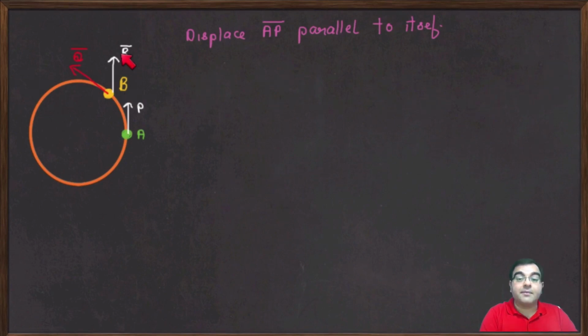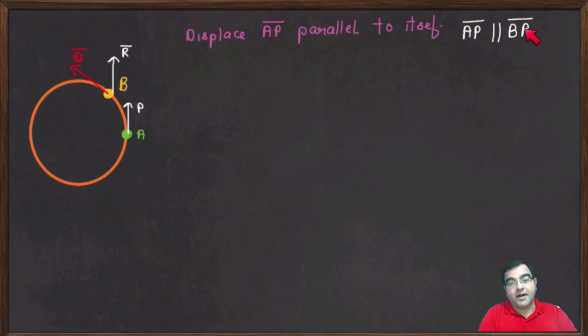So when I move this AP bar to this point B, I get BR bar. Now BR bar is nothing but the same vector AP bar. I have just moved the vector AP bar to a new point, BR bar. So I have displaced AP bar parallel to itself. So I write AP bar is parallel to BR bar.